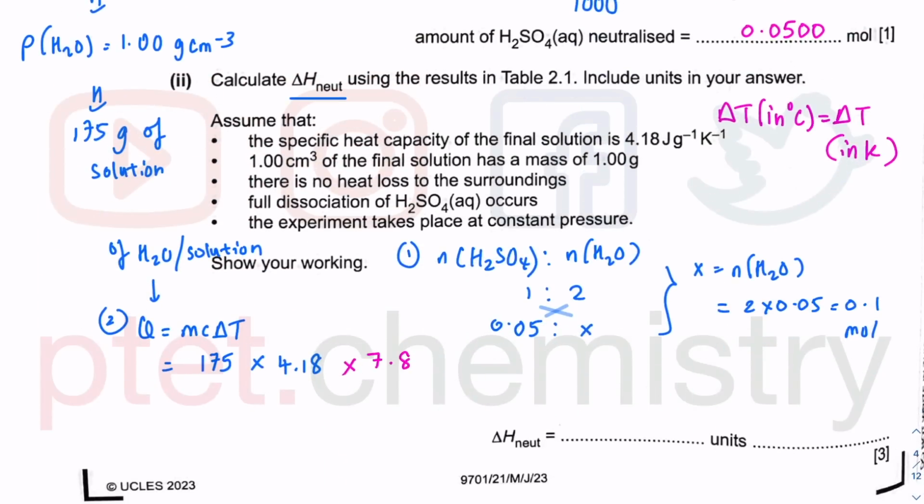Plugging that into your calculator, 175 times 4.18 times 7.8, I get 5705.7 joule. So a bit of confusion there.